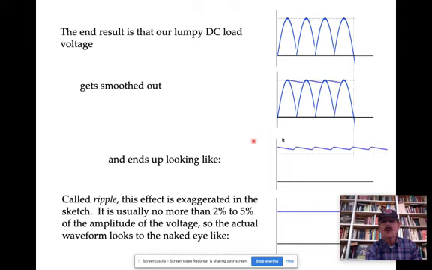If you looked at what the voltage across the resistor looks like, it would look like this. This is called ripple. Typically, good power supplies have ripple of only a couple of percent. And a couple of percent is so tiny that if you looked at it on an oscilloscope, it would just look like what you would expect DC to look like.